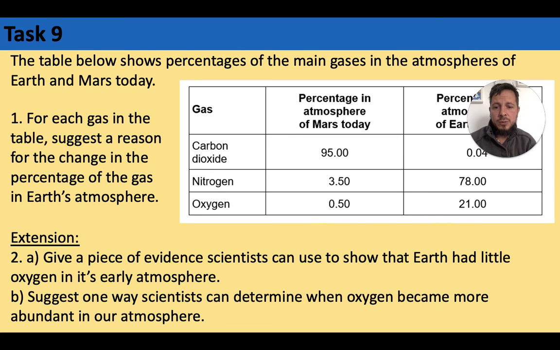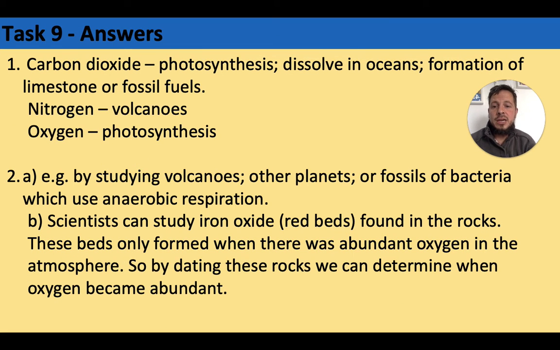And then suggest one way scientists can determine when oxygen became more abundant in our atmosphere. Scientists can study the iron oxide red beds found in the rocks, and so they can date these and they can work out when oxygen became more abundant in the atmosphere.